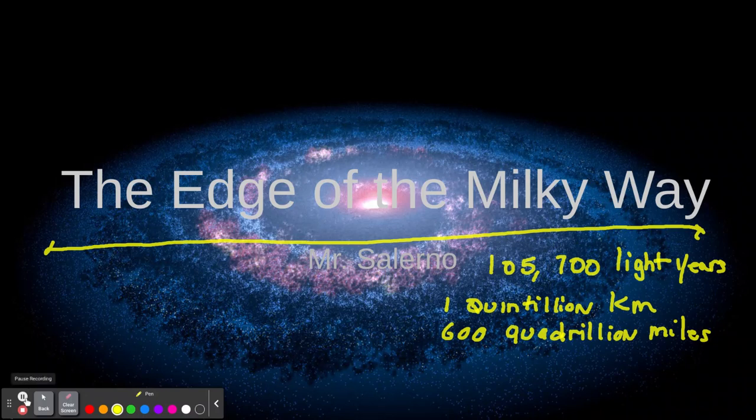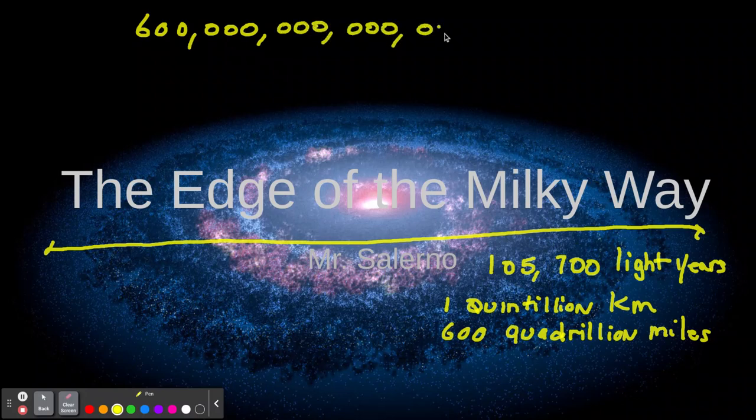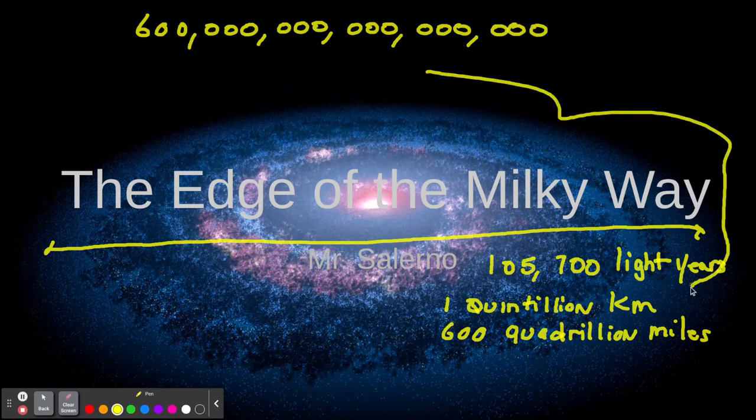So if you want me to write that out, let's look at this. Over here, we'll put 600. That's 600,000. That's 600 million. That's 600 billion. That's 600 trillion. 600 quadrillion. There we go. 600 quadrillion miles long.